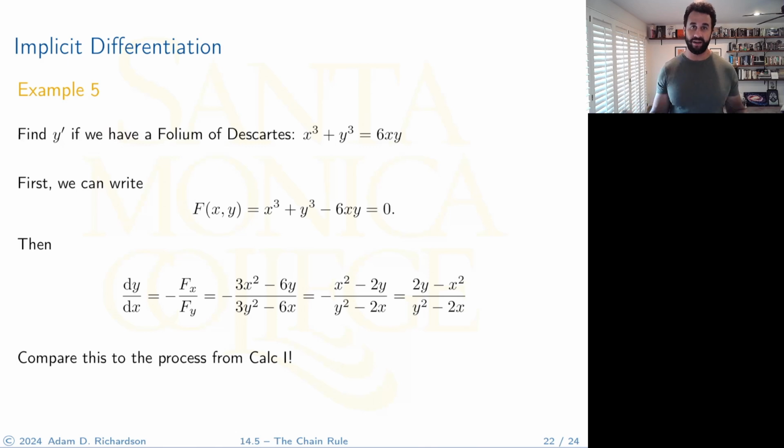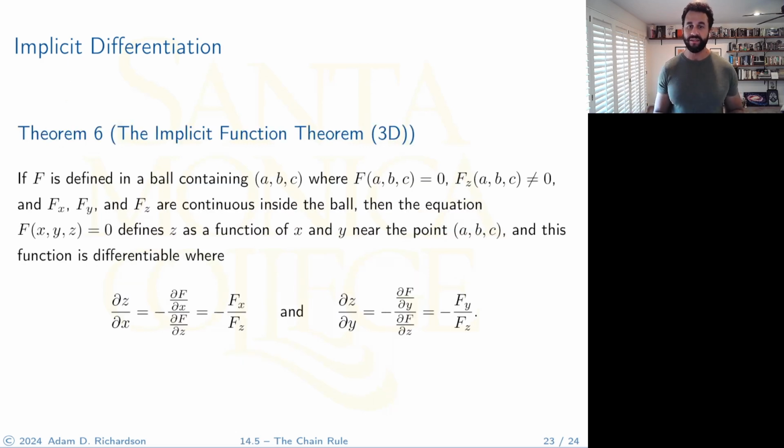Naturally, you can extend this to higher dimensions, so we'll just stop at 3 for this one. This is the implicit function theorem for a function of 3 variables. So everything goes up a dimension. Say your function is defined on a solid ball containing the point (a, b, c), and (a, b, c) is a 0 of that function. The derivative with respect to z cannot be 0. We need all of these to be continuous inside the ball. Then this equation will define z as a function of x and y near this point, and the function is differentiable, and here are the partials: partial z, partial x, partial z, partial y.